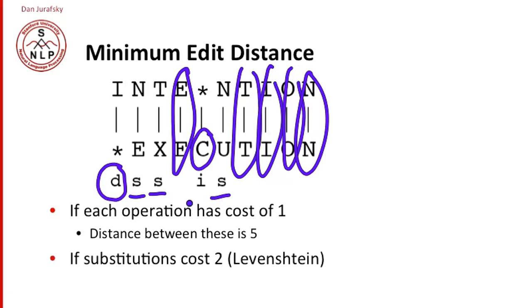If substitutions cost 2, this is called Levenshtein distance. In Levenshtein distance, insertions and deletions cost 1, but substitutions cost 2, and now the distance between these two strings is 8.